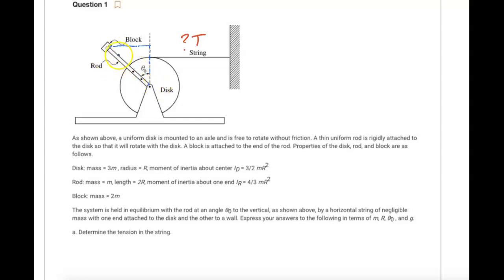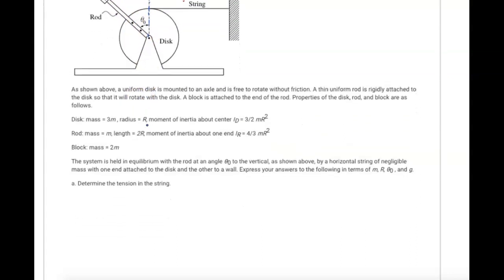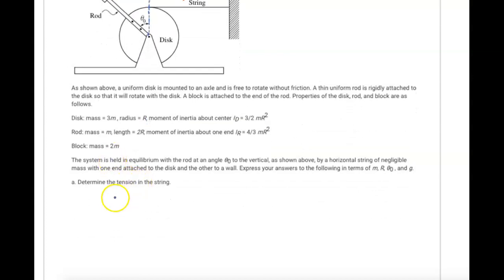For this rod, the rod length times the sine of the angle will be this distance, and the rod length times the cosine of the angle is going to be here. The same type of thing is going to happen for the block, so we'll have to remember that as we go through. To find the tension in the string, the best thing to do is start off with the sum of the torques. We know that the sum of the torques for this system should be equal to 0.